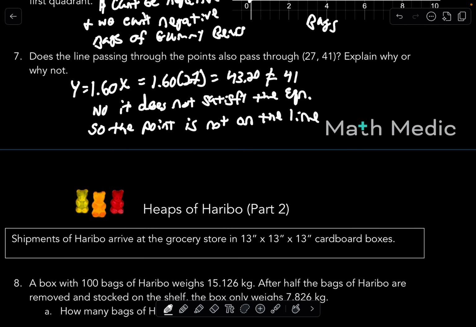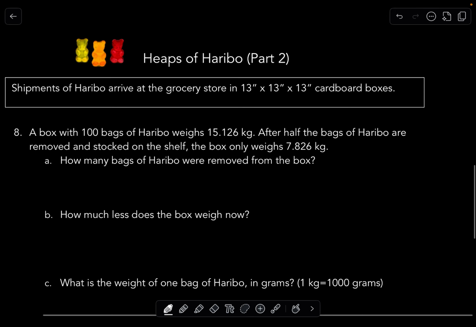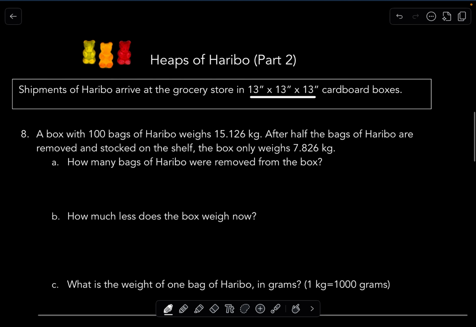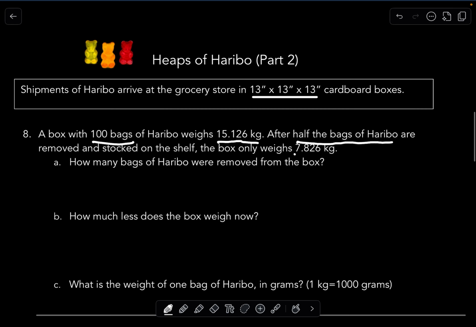You can pause this whenever. The next one, heaps of gummy bears, Part 2. Shipments of gummy bears arrive at the grocery store, and they tell you this. I don't think this really comes into play, but they do tell you this: a 13 by 13 by 13 inch cardboard box with 100 bags of gummy bears weighs 15.126 kilograms. After half the bags are removed, the box only weighs 7.826 kilograms. How many bags of gummy bears were removed from the box?